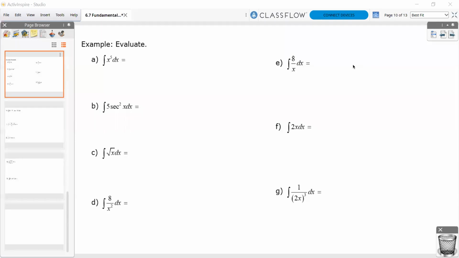Hello, we're here to evaluate some problems. So again, this is 6.7. We're getting a little bit into 6.8, which is evaluating integrals. Again, these are all indefinite because there is no bound.